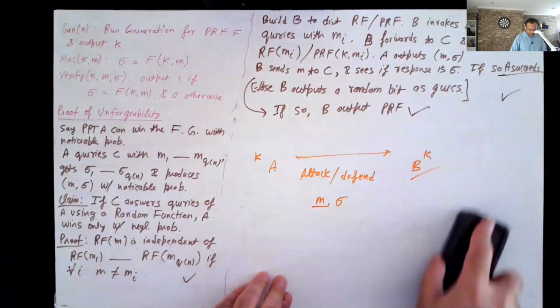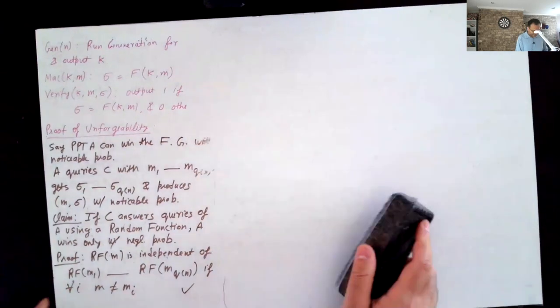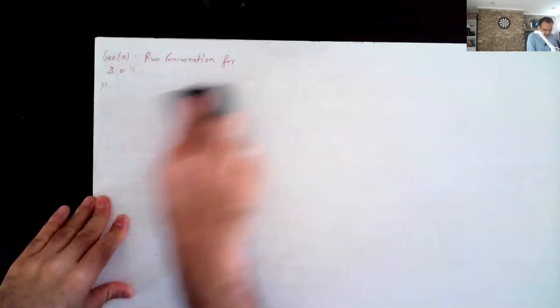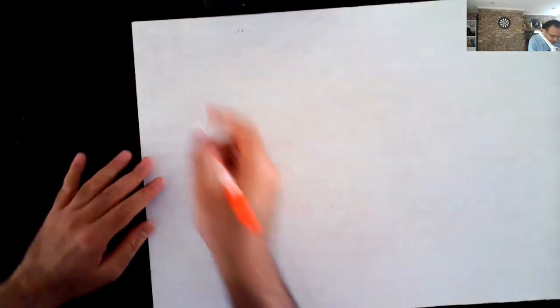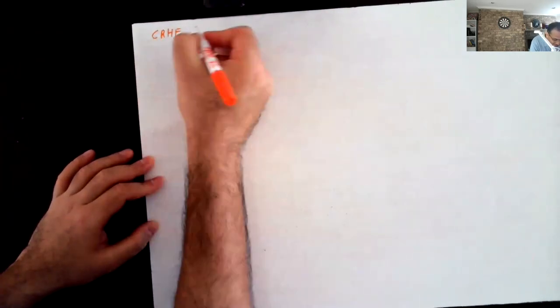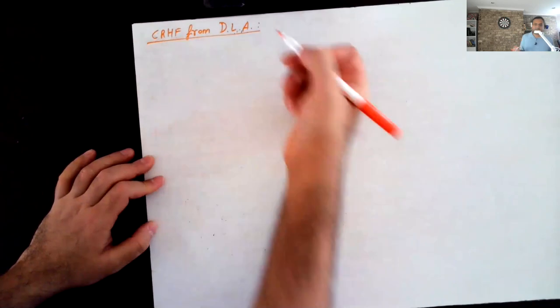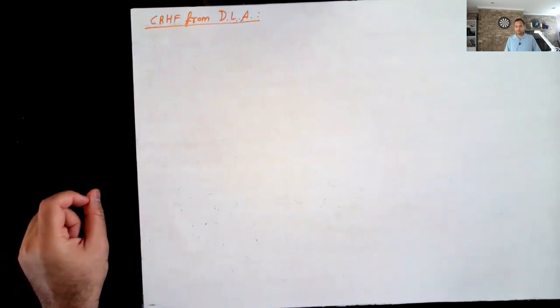So now let's talk about constructing a collision-resistant hash function. We will just use the discrete log assumption. We don't need anything fancy like DDH or CDH. So we will build CRHFs from the discrete log assumption. And first we will build CRHFs which roughly compress the input to half, or by a factor of 2.